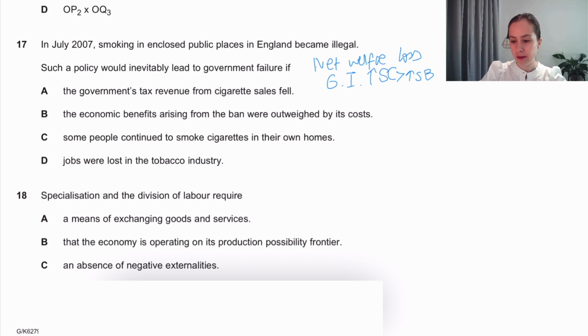If tax revenue fell, that would be less of a benefit of intervening. But it's good that cigarette sales fell. So it looks like the benefit is falling because there's less tax revenue, but at the same time there are lots of benefits because cigarette sales are falling. Personally, I think that cigarette sales falling would be better than the tax revenue. The economic benefits arising from the ban were outweighed. Oh, that's the definition, that's what we've just said.